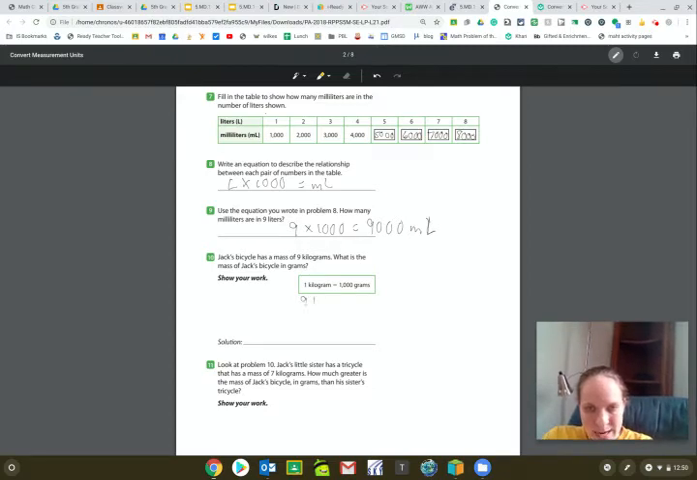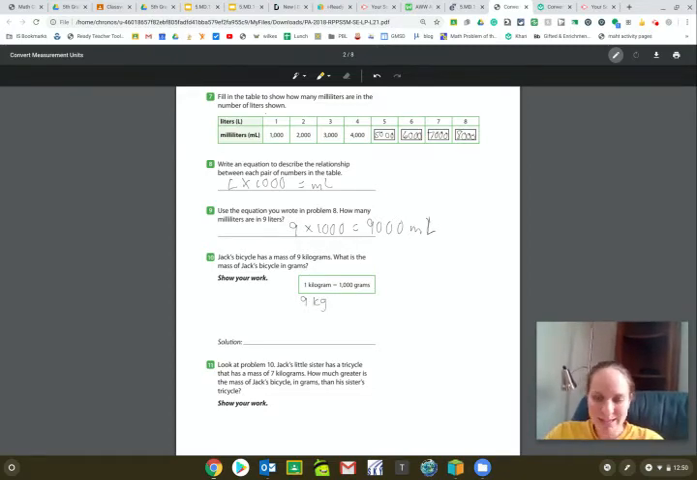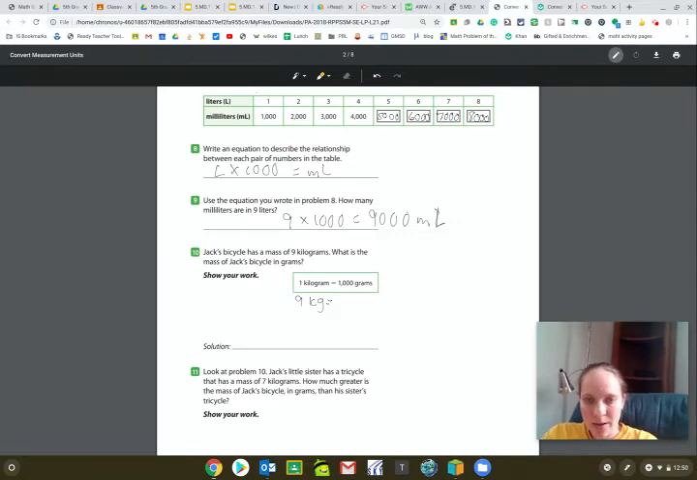So that means 9 kilograms, and you'll see that as kg as a shortcut, is equal to 1,000 nine times. So instead of adding 1,000 nine times, I can do 9 times 1,000, 9 groups of 1,000, which gives me 9,000 grams.